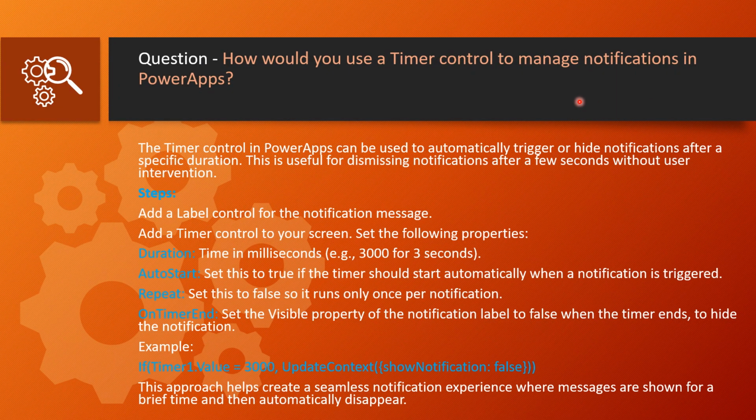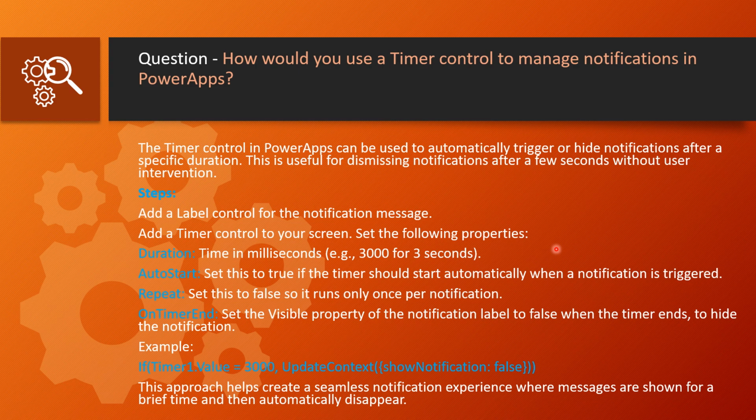How would you use a timer control to manage notifications in Power Apps? A timer control in Power Apps can be used to automatically trigger or hide the notification after a specific duration. It is useful for dismissing the notification from the user interface after a few seconds. So what are the steps for implementing this? Timer control: first you need to add a label control for the notification message. Then you need to add a timer control to your screen.